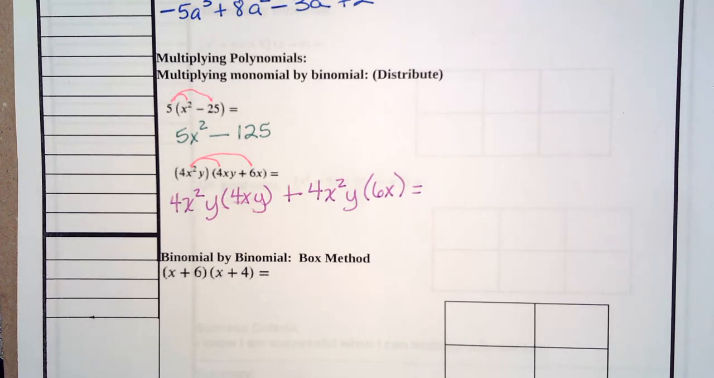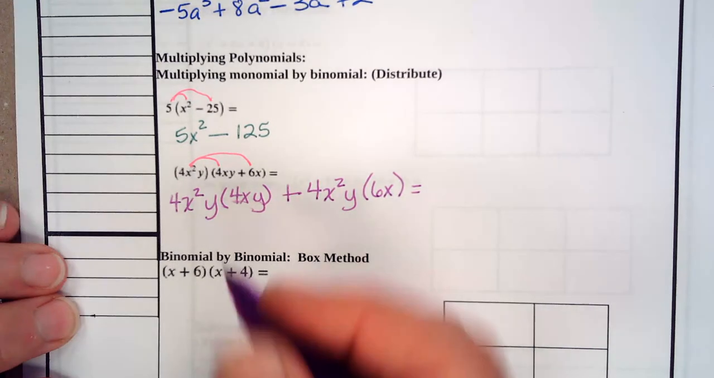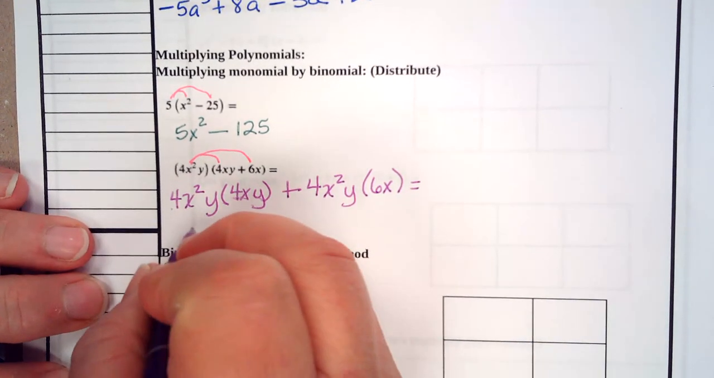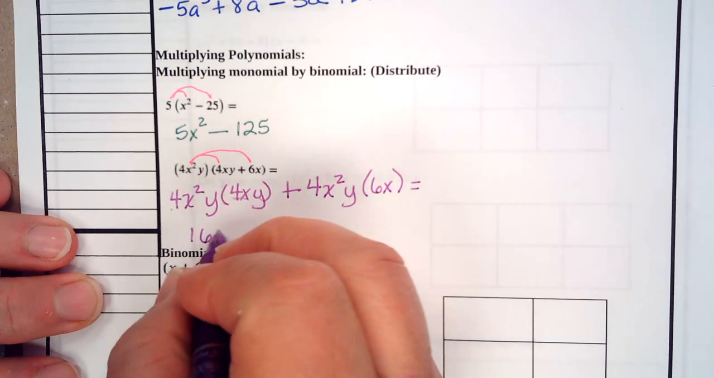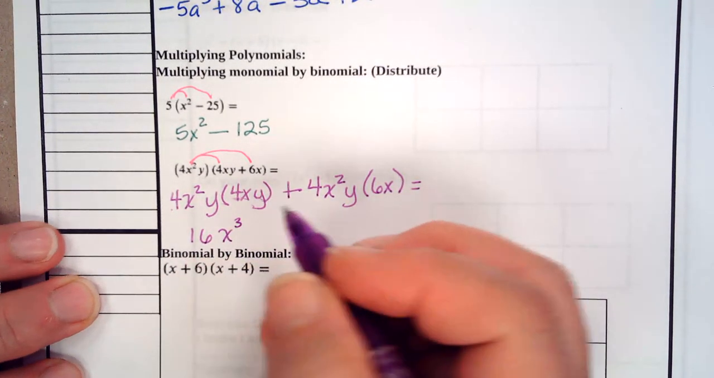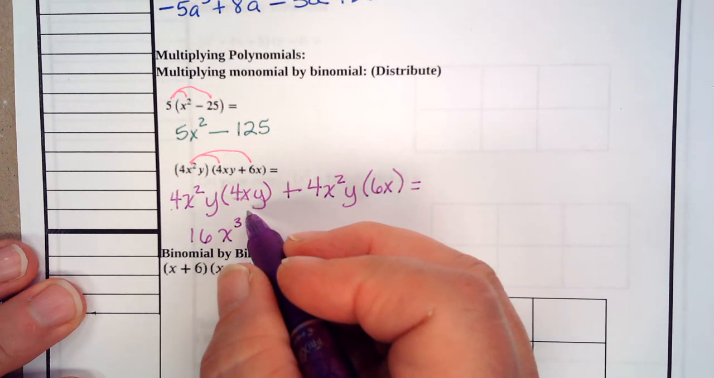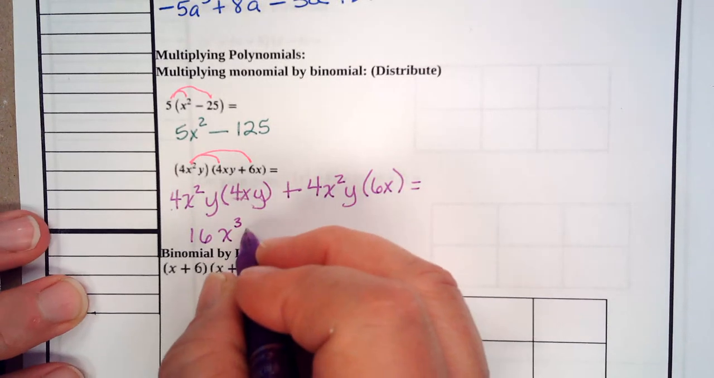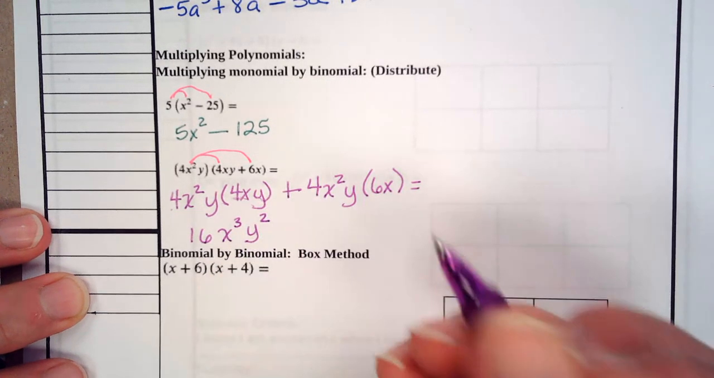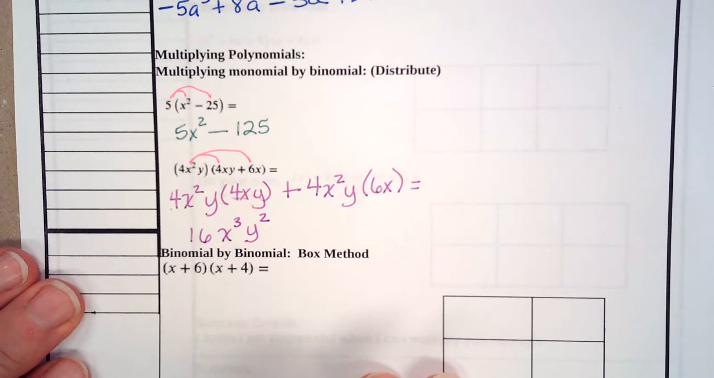Remember, when we're multiplying, we add our exponents. 4 times 4 is 16. x squared times x is x to the third power, because if it is not there, it's understood to be 1. y times y is y to the second power. And we've completed the first term.